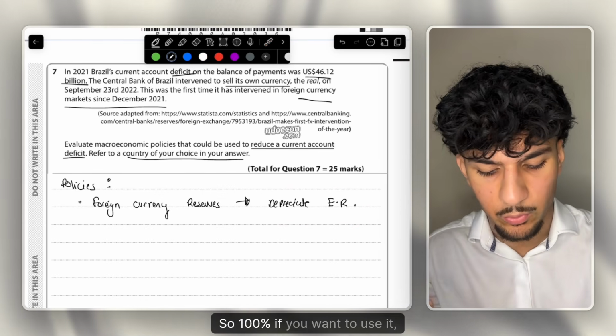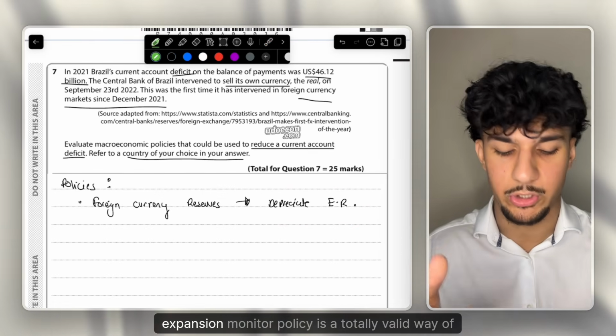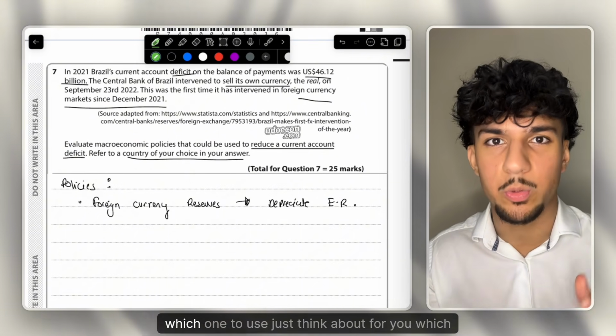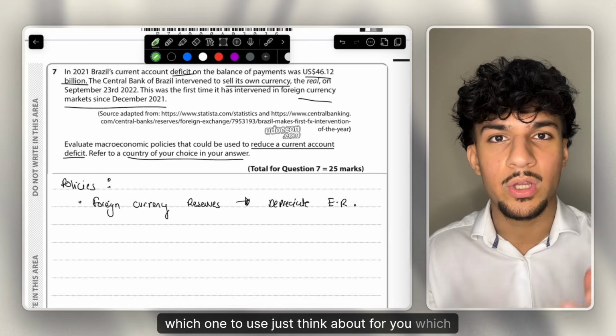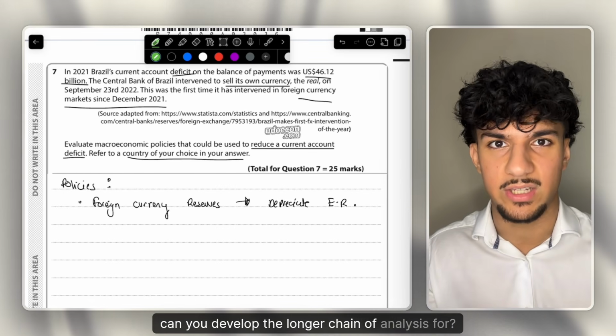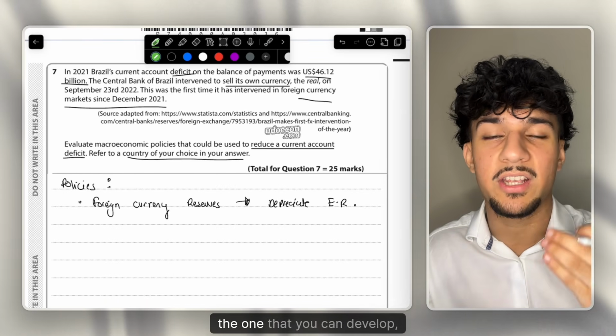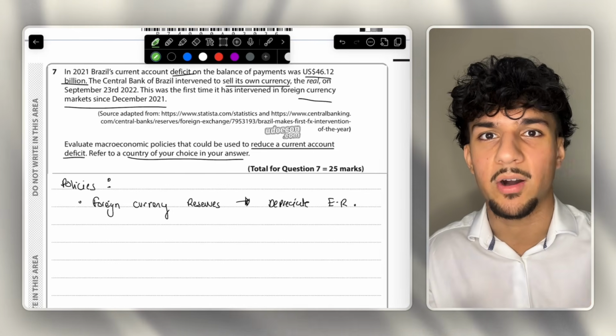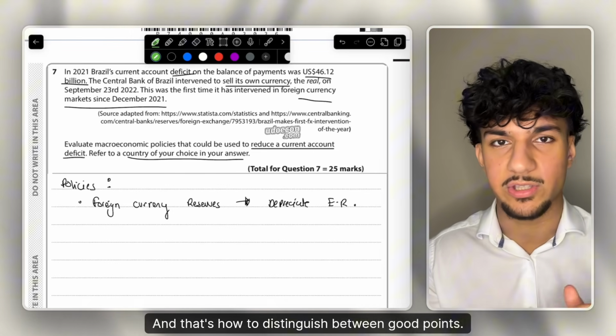So yeah, 100% if you want to use it, expansionary monetary policy is a totally valid way of going about this question. And the way I would decide which one to use, just think about for you, which can you develop the longer chain of analysis for, and the one that you can develop the longer, more developed chain of analysis, you're more likely to pick up marks, and that's how to distinguish between good points.